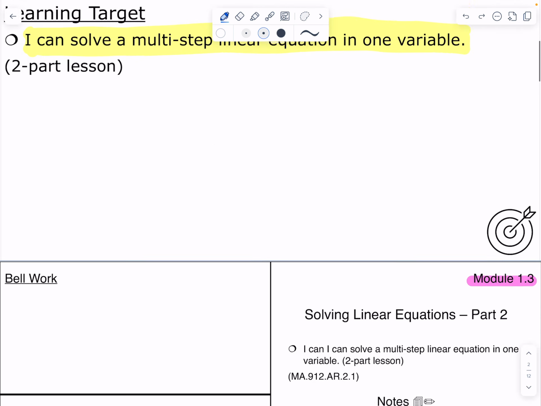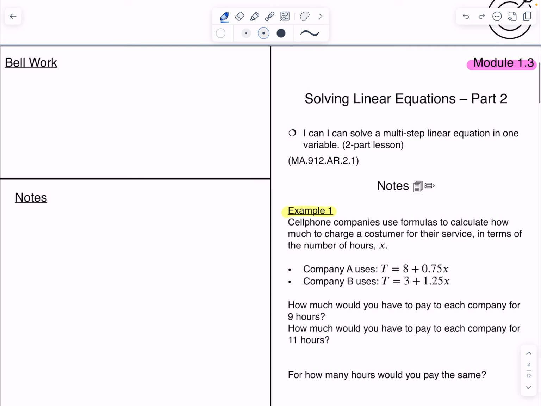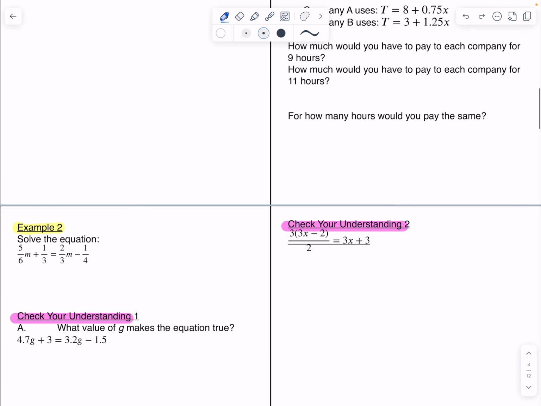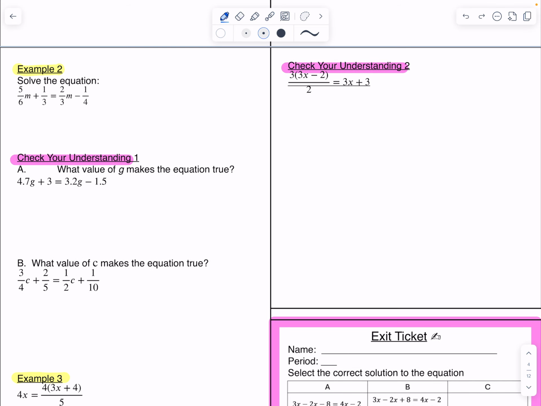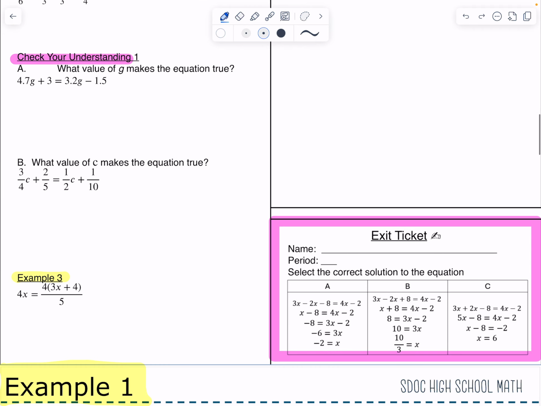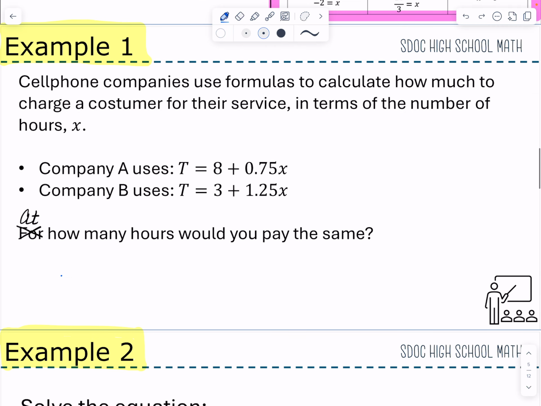Okay? All right, the pages that you have in front of you in your packet is module 1.3. We're going to work together on example 1, example 2, and example 3. The ones that I'm leaving for you are check your understanding 1, check your understanding 2. Leave the exit ticket for in class. All right, let's go ahead and get started with example 1.